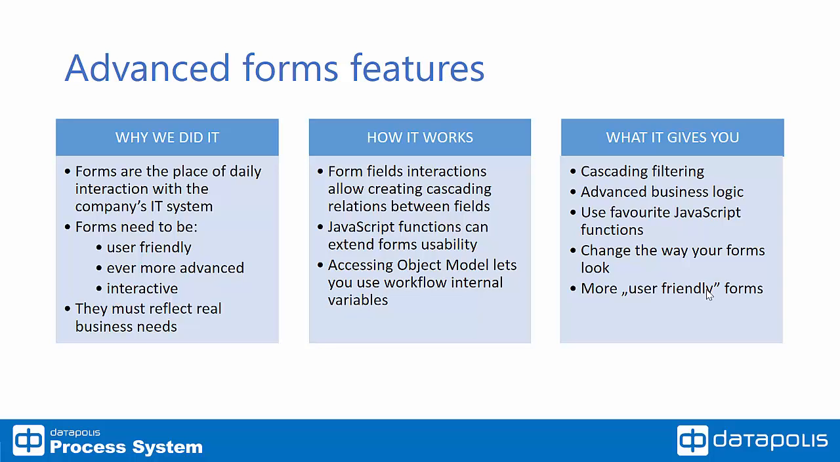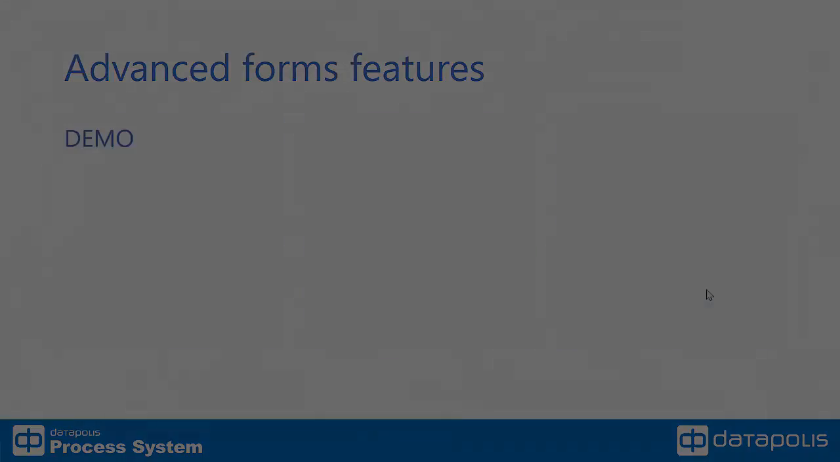How it works? Form fields interactions allow creating cascading relations between fields. JavaScript functions can extend forms usability. Accessing object model lets you use workflow internal variables. What it gives you: cascading filtering, for example, advanced business logic. You can use your favorite JavaScript functions. You can change the way your forms look. You can make your forms more user-friendly.